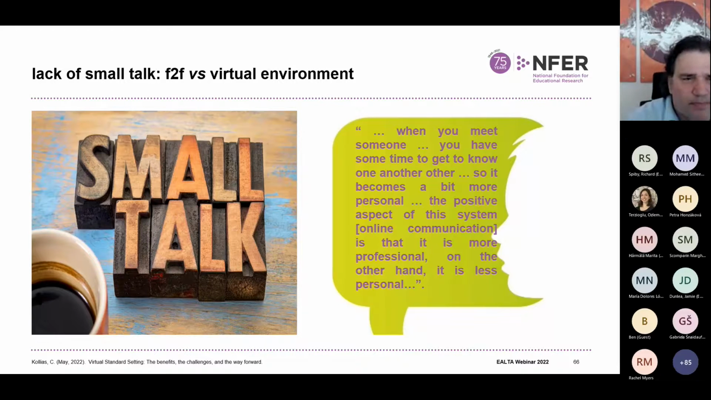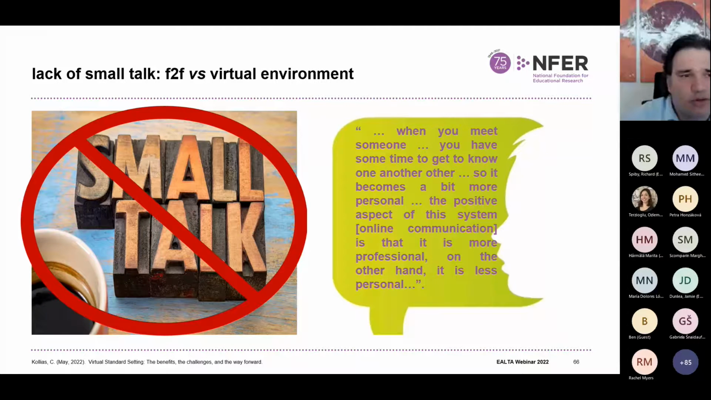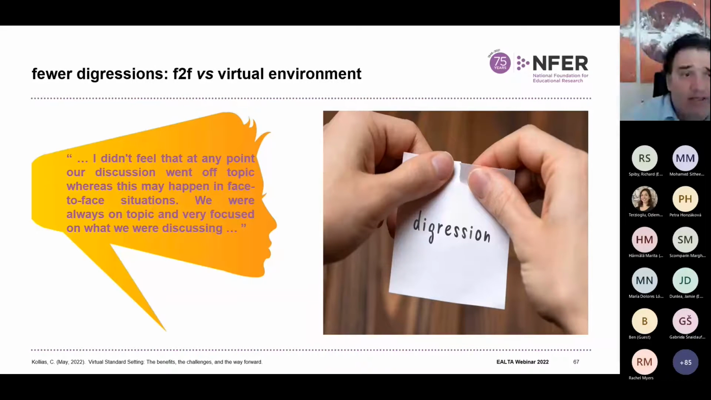However, look at what this judge said. When you meet someone, you have some time to get to know them. So it becomes a bit more personal. The positive aspect of this system now, all of a sudden you're like, wait, so it's negative, is that it's more professional. On the other hand, it's less personal. So they're saying now, because we didn't have this, all of a sudden it's become more professional. Goodbye small talk.